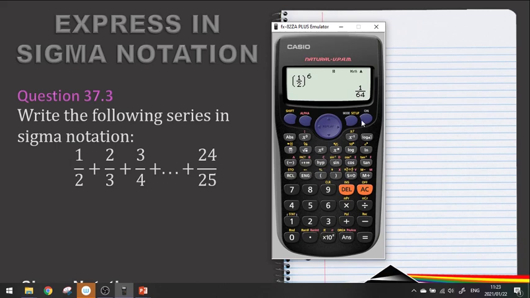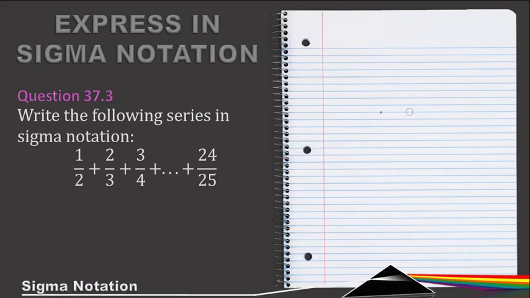If I say 2 over 3 divided by term 1, which is a half, I get 4 over 3. If I say 3 over 4 divided by 2 over 3, we get 9 over 8. So no common difference, no common ratio. Now you have to look for something else that stands out.